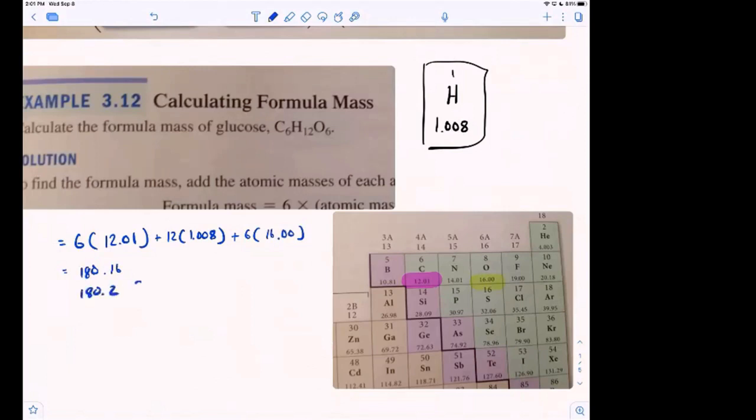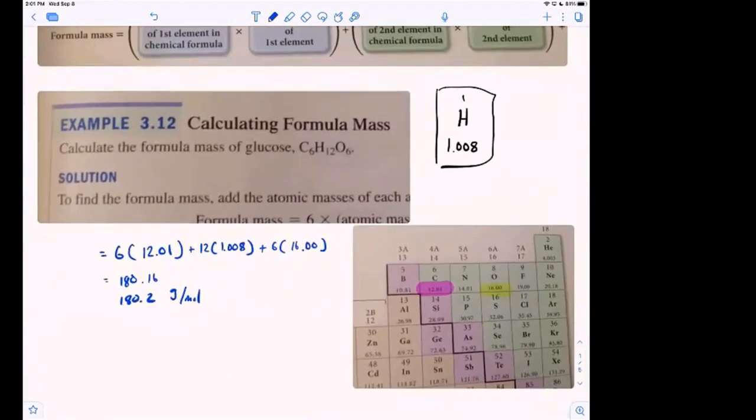The units here are grams per mole, which means that you need 180 grams of glucose. If you have 180 grams of glucose, you have a mole of glucose, which means you have 6.02 times 10 to the 23rd glucose molecules. That's a lot of glucose. That's about a half a pound. So not quite a half a pound.